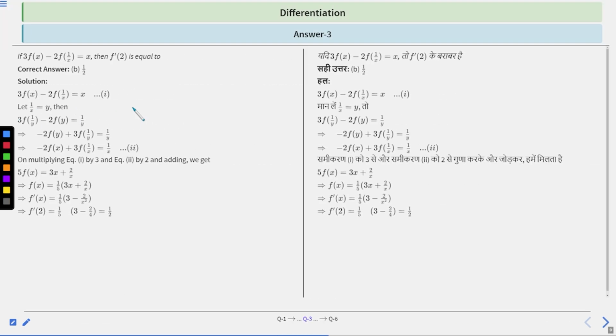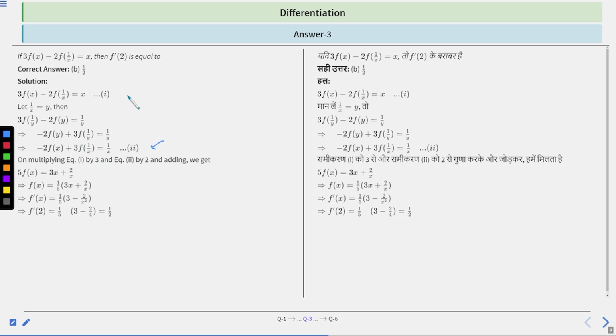Okay, let's move to the solution part. 3f(x) minus 2f(1/x) is equal to x. Equation 1 is given. Let 1 by x be equal to y, right? Since 1 by x equals y, then x will be 1 by y. So 3f(1/y) minus 2f(y) is equal to 1 by y, right? So minus 2f(y) plus 3f(1/y) is equal to 1 by y. Therefore, put x in place of y. Therefore, minus 2f(x) plus 3f(1/x) is equal to 1 by x.